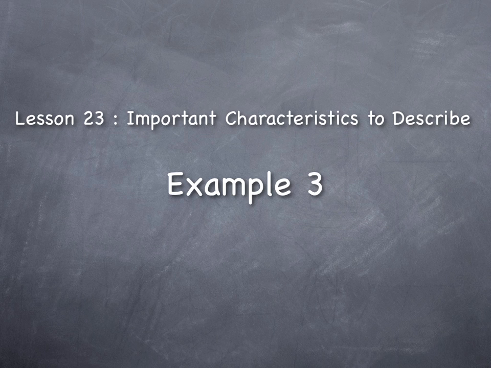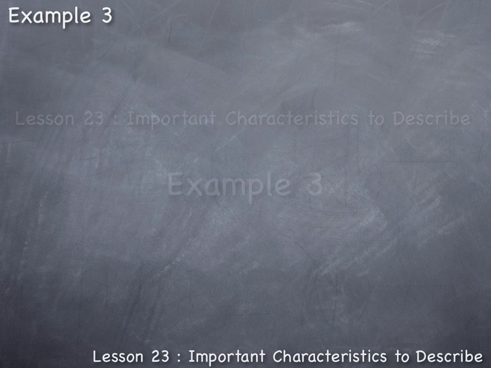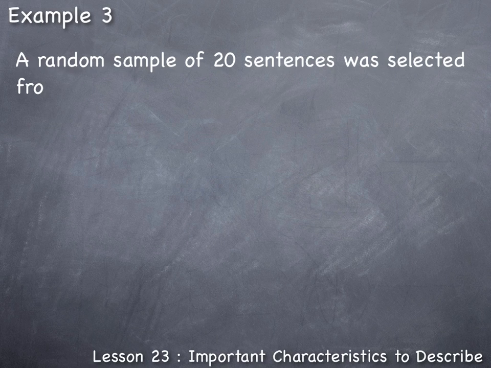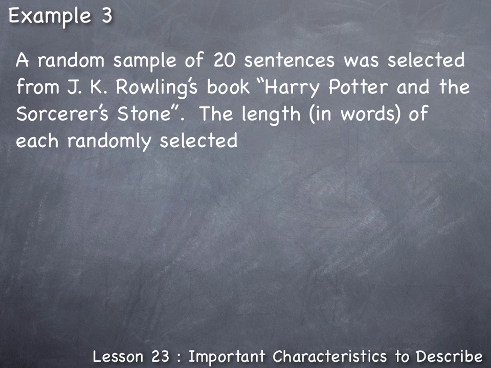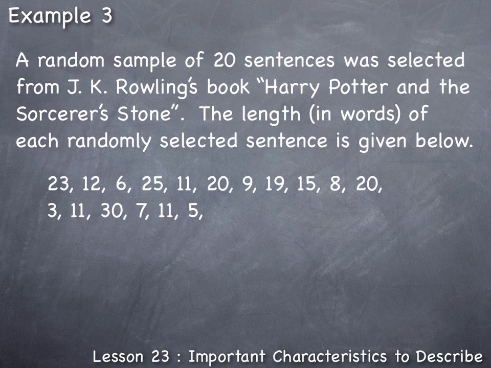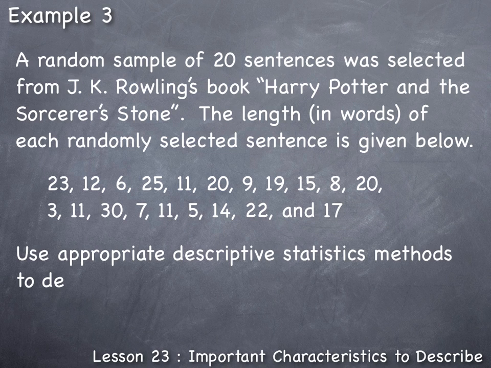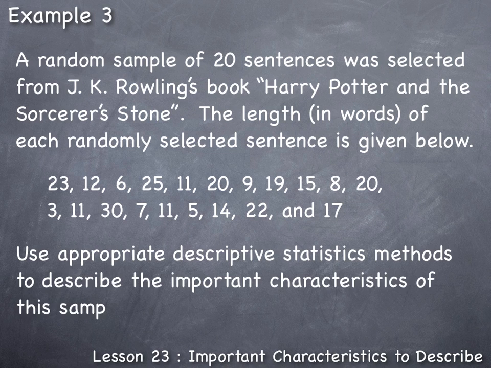Lesson 23, Important Characteristics to Describe. Example 3. A random sample of 20 sentences was selected from J.K. Rowling's book Harry Potter and the Sorcerer's Stone. The length, in words, of each randomly selected sentence is given below. Use appropriate descriptive statistics methods to describe the important characteristics of this sample.